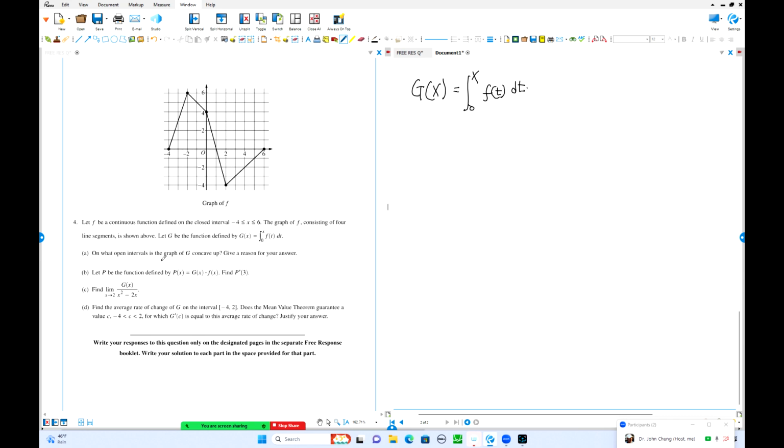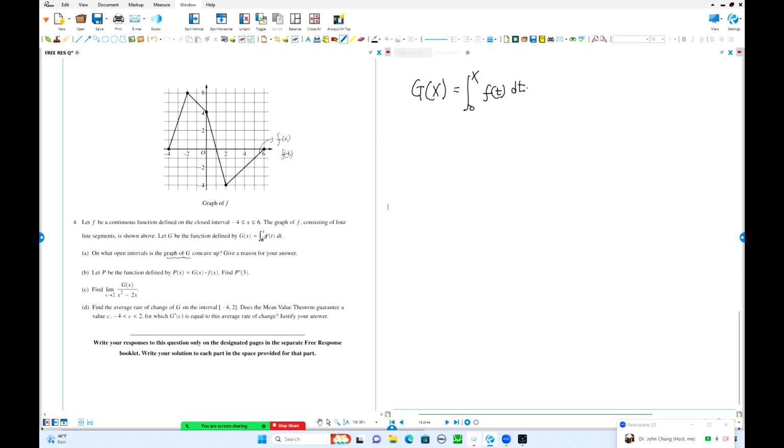Take over here. Graph of G, not graph of F. Okay? Graph of G is here. This is a graph of what? F of X graph or F of T graph. But we are talking about concavity on this graph of G, right?